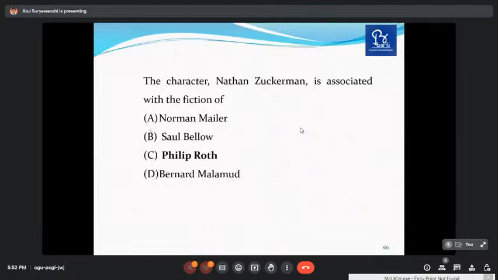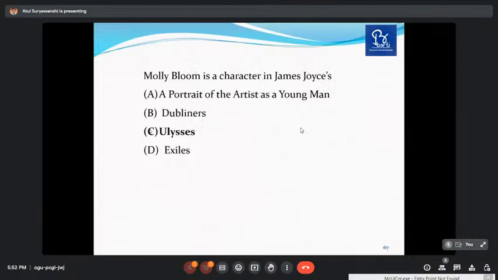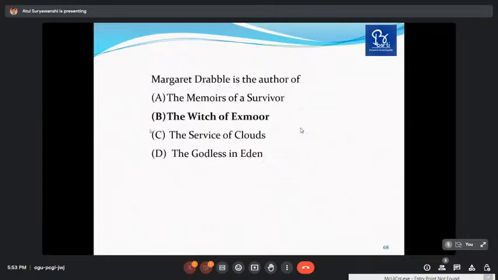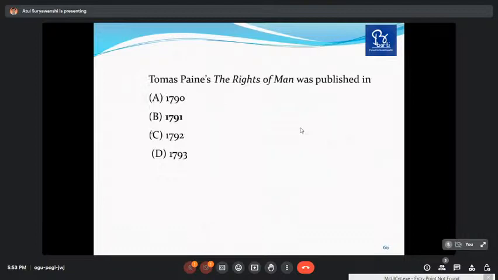The character Nathan Zuckerman is associated with the fiction of what? And it is associated with Philip Roth. Next option. Molly Bloom is a character in James Joyce's Ulysses. So Margaret Drabble is the author of which writing? And the option is The Witch of Exmoor.